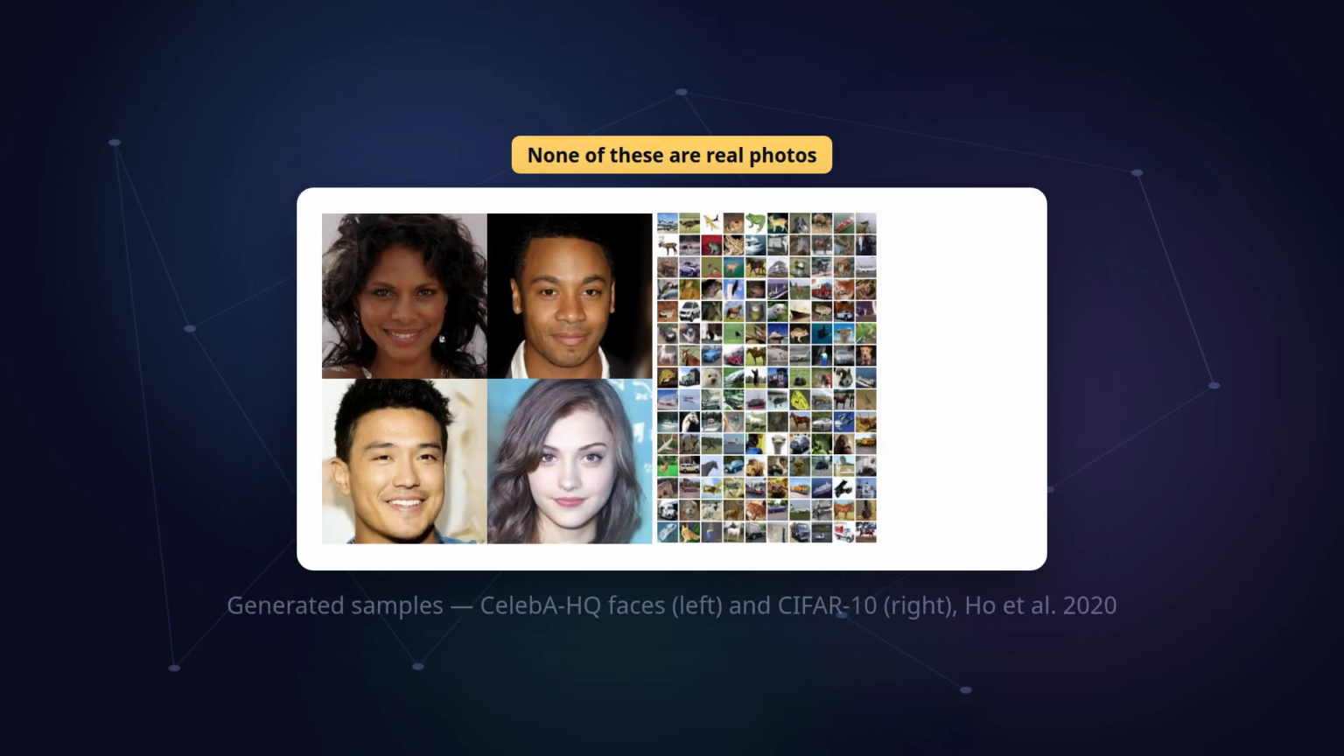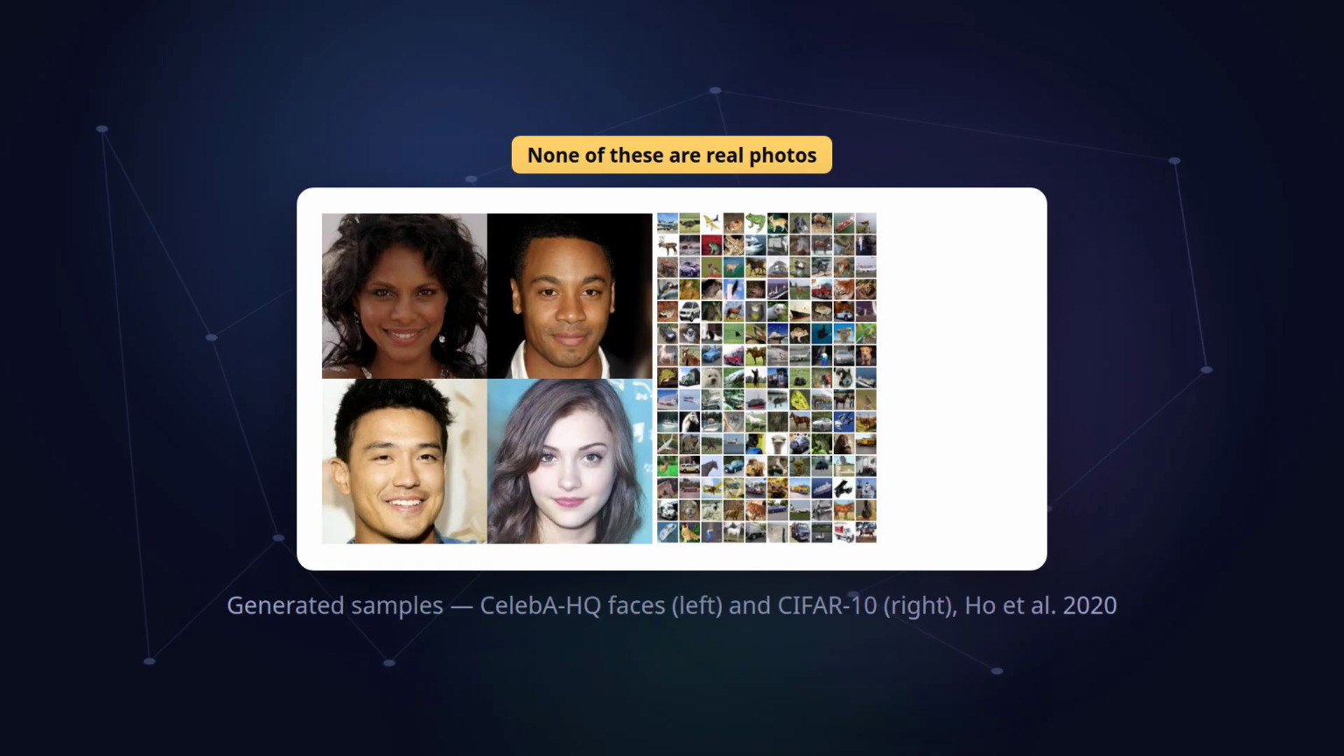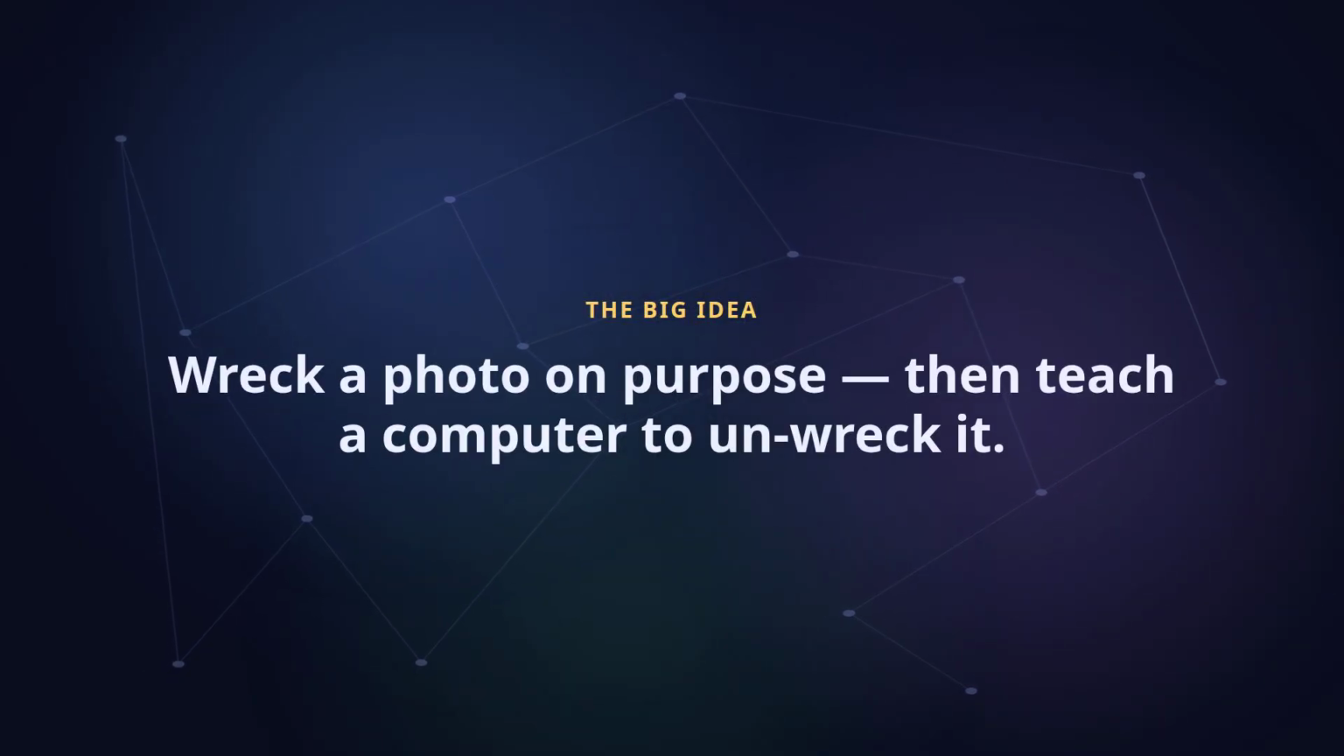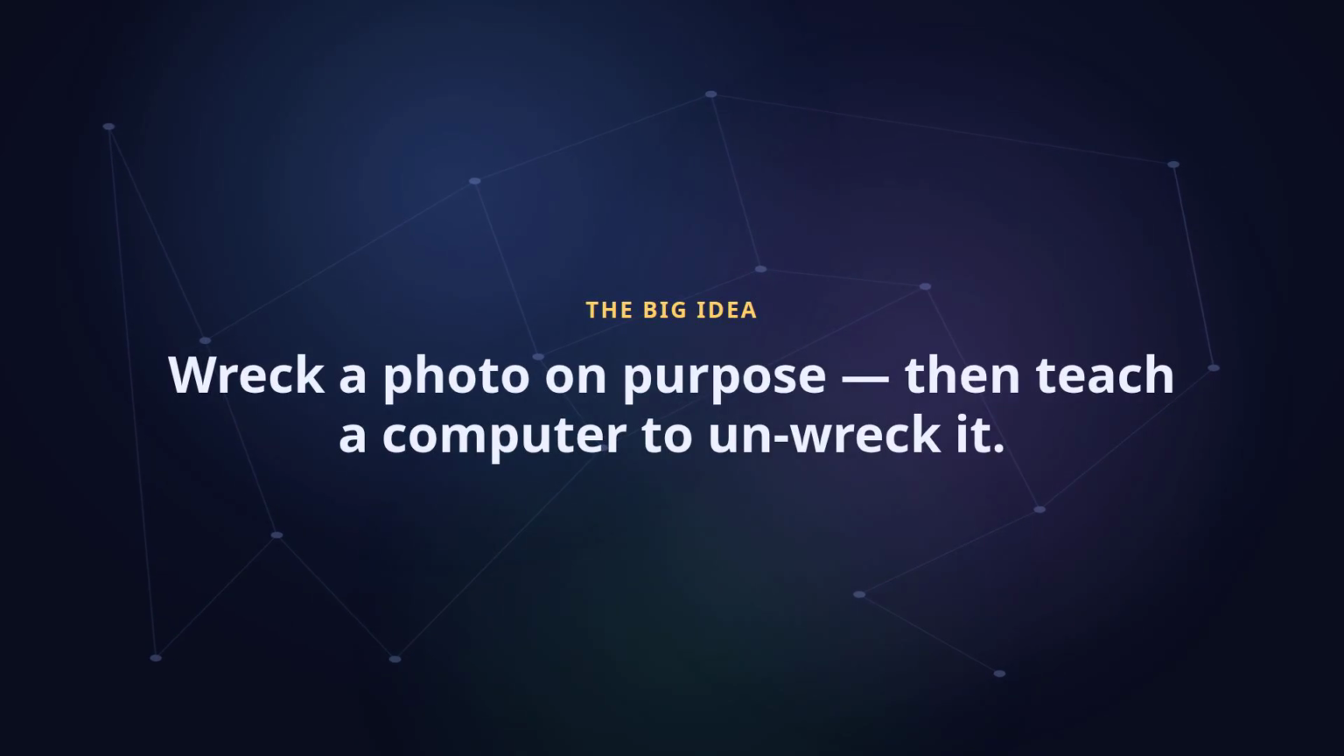Take a good look at these faces. Not one of these people is real. Every single one was conjured up by a diffusion model, starting from nothing but random static. By the end of this video, you'll understand exactly how. The whole trick comes in two halves. First, we deliberately wreck a real photo by burying it in noise. Then, we teach a computer to do the reverse, to unwreck it. That second half is where the magic lives.